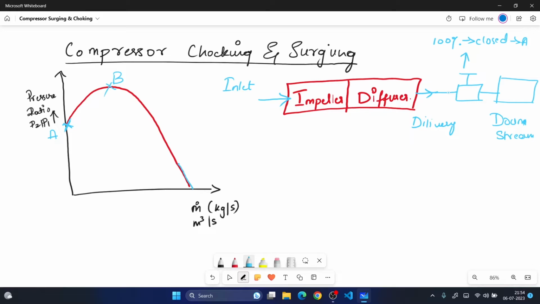This region A to B is very unstable. I will talk about this. That is why we use the term surging over there. This region is stable.